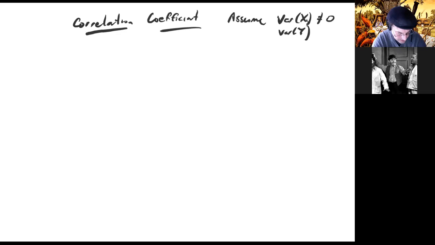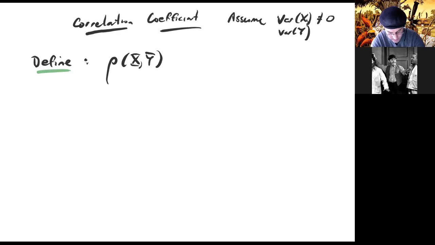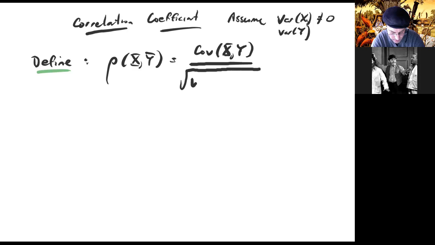Okay, so let's define the correlation coefficient as follows. It's called rho of XY. It's a fraction. The covariance is on the top, and on the bottom is a square root. And what is the square root? It's the variance of X times the variance of Y, in the square root.